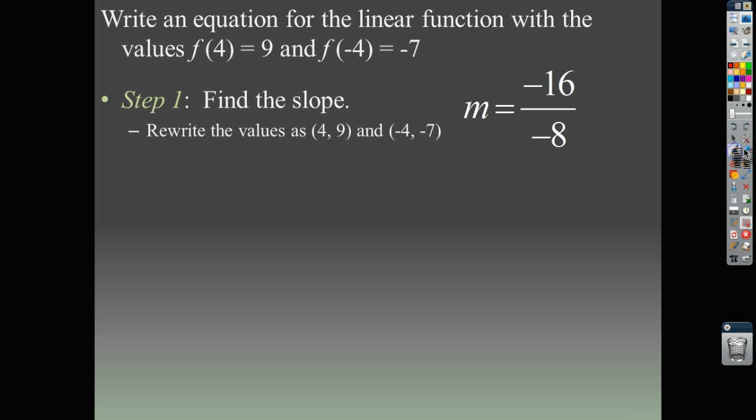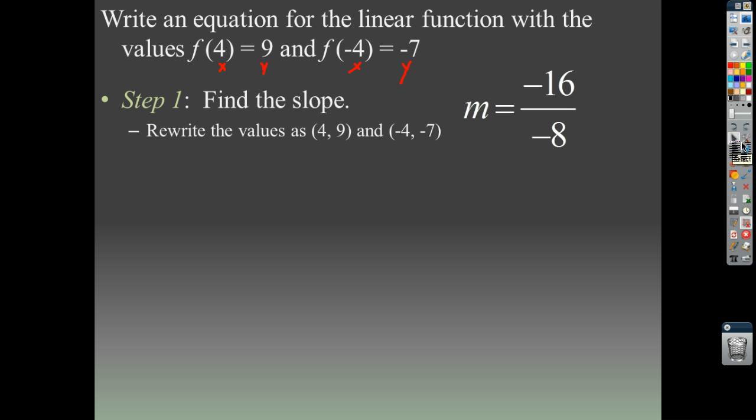as points. So 4, this is x, and this is the result, which would be y. And here this would be x, and this is the result, which in this case is y. So when x is 4, I get out 9. When x is negative 4, I get negative 7 out. So (4, 9), (-4, -7). You generate your slope from there, and when you are done simplifying, you end up with 2.